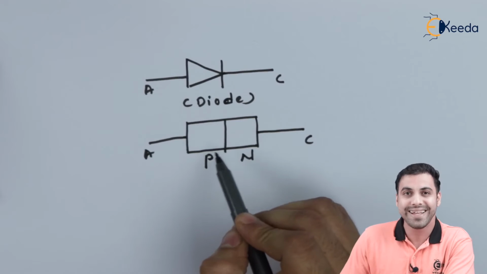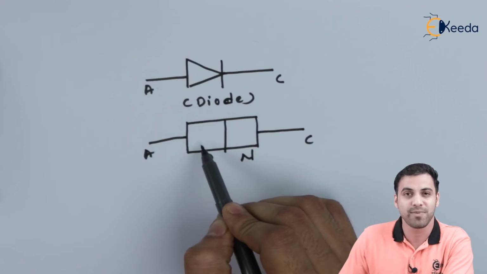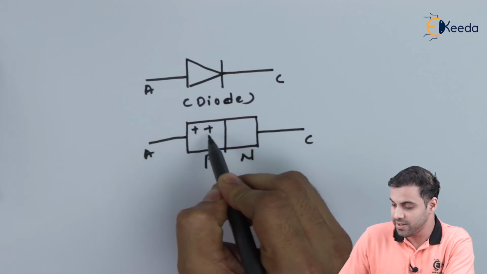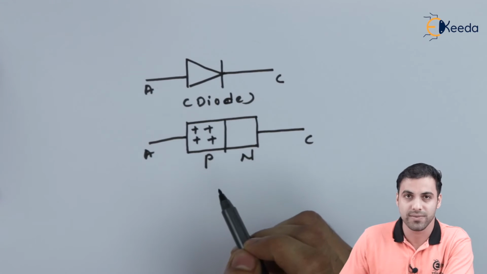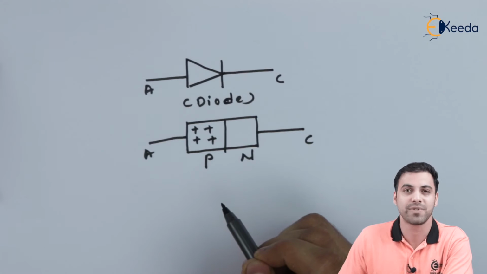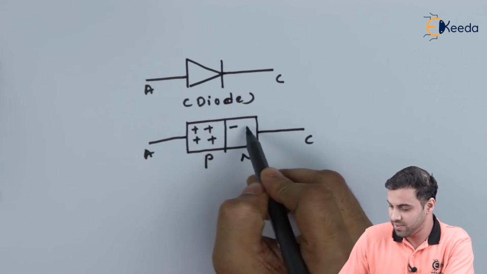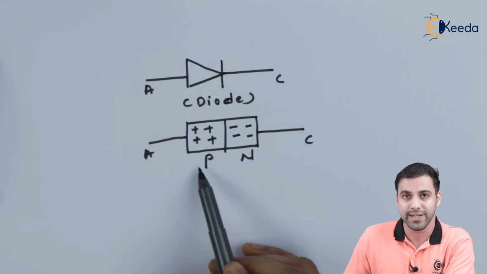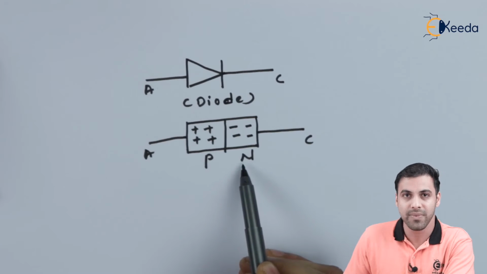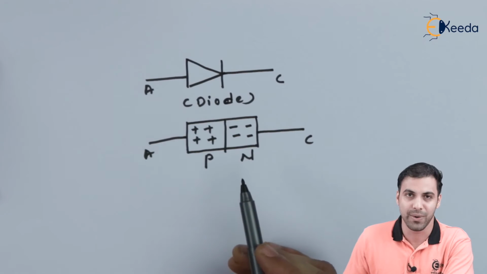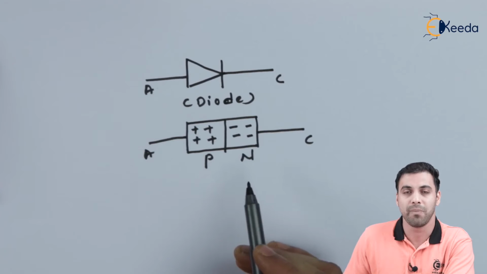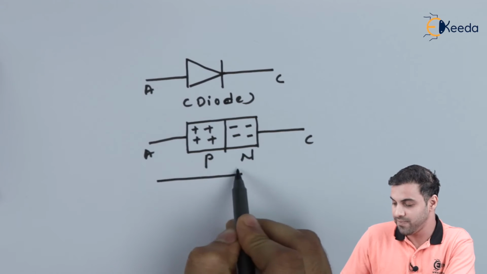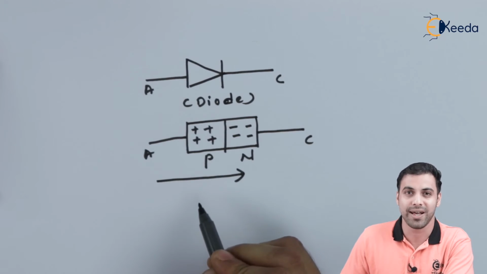So friends, as you can see in this figure, this is the P-type semiconductor and this is the N-type semiconductor. We all know the majority charge carriers in a P-type semiconductor are holes, and the majority charge carriers in an N-type semiconductor are electrons. When a P-type semiconductor is doped against an N-type semiconductor, this forms a PN junction diode. The main operation of a PN junction diode is that it allows the flow of electric current only in one direction, and it restricts the flow of electric current in the other direction.